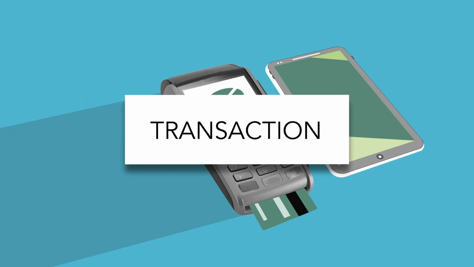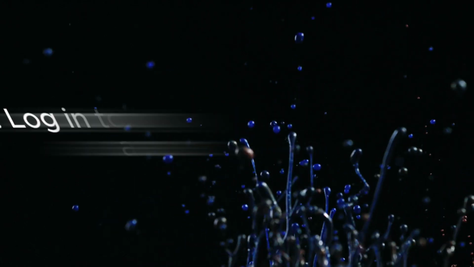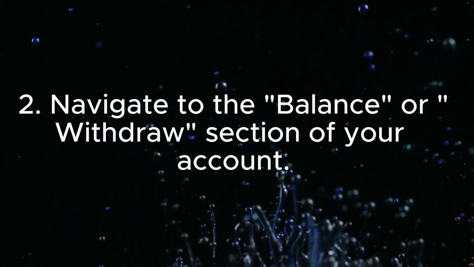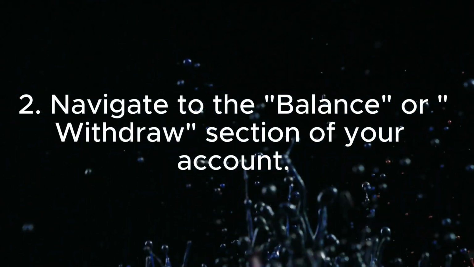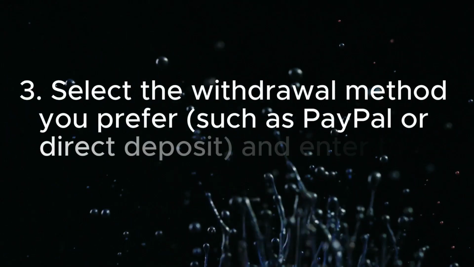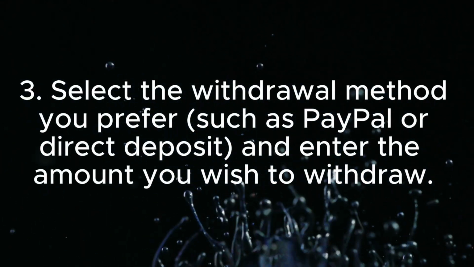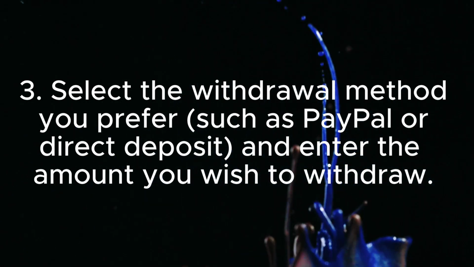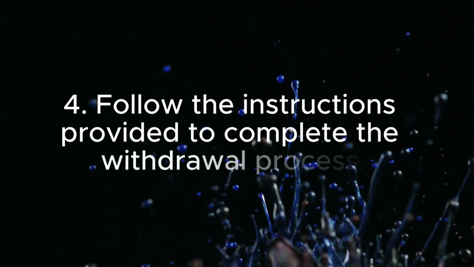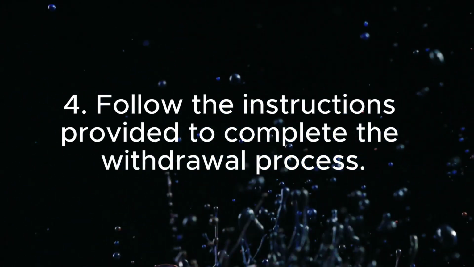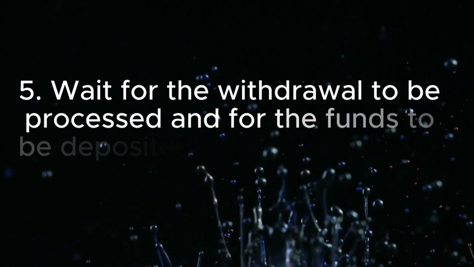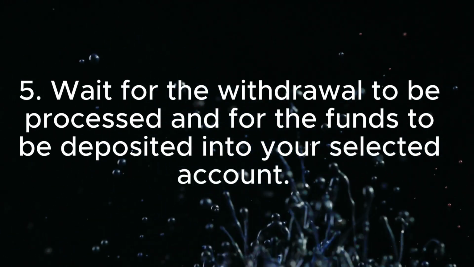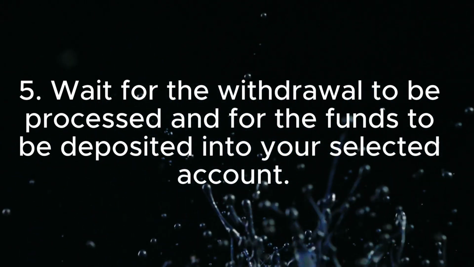To withdraw money from PrizePicks, you will need to follow these steps. 1. Log into your PrizePicks account. 2. Navigate to the Balance or Withdraw section of your account. 3. Select the withdrawal method you prefer, such as PayPal or direct deposit, and enter the amount you wish to withdraw. 4. Follow the instructions provided to complete the withdrawal process. And finally, wait for the withdrawal to be processed and for the funds to be deposited into your selected account.